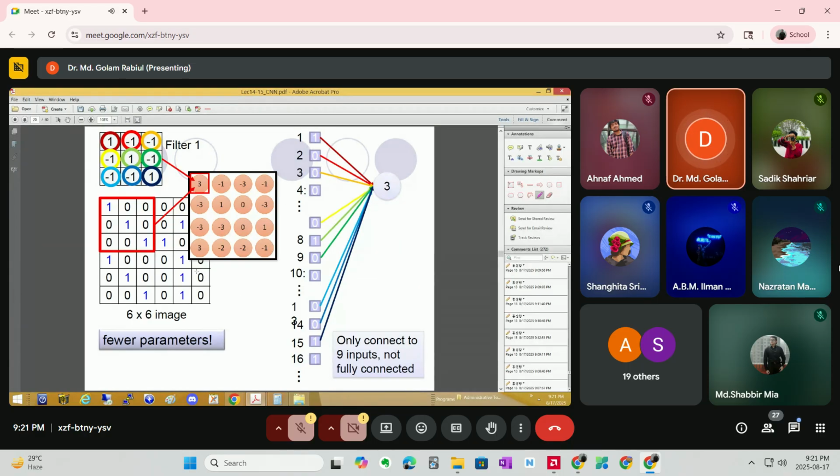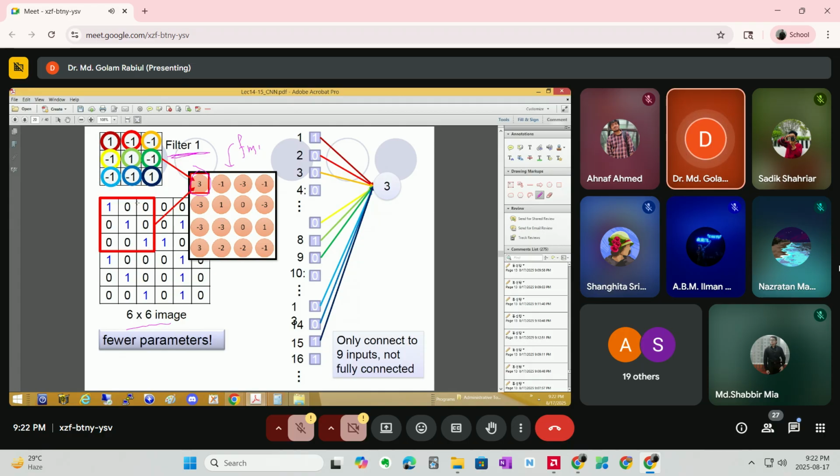Now, let's consider our convolutional neural network design. You can see filter 1, and this is the 6x6 image, and it will create this feature map. This is feature map 1 for the filter 1. After performing the convolution operation, we will get this 3 for this operation.